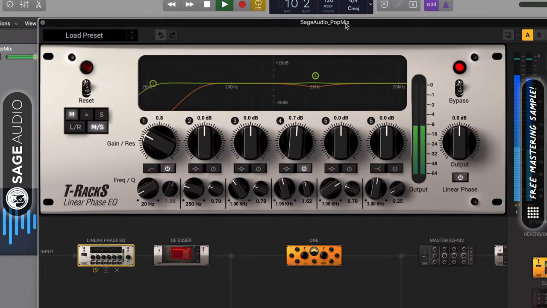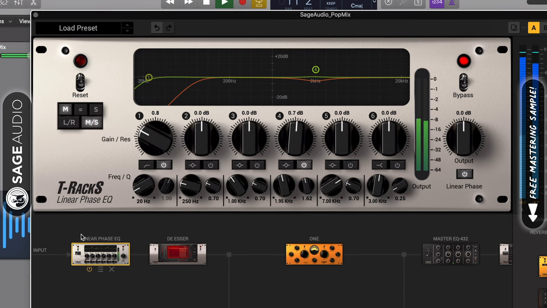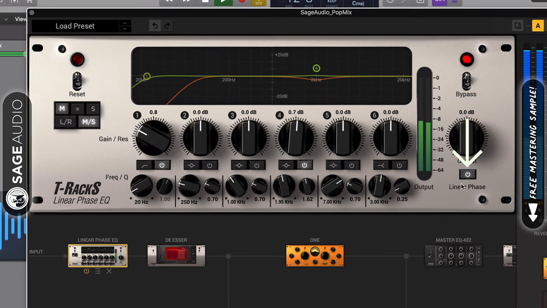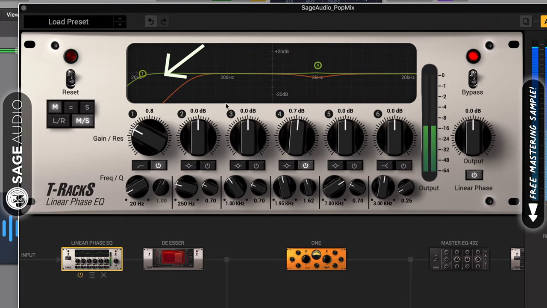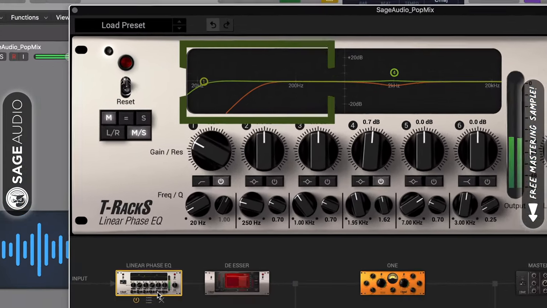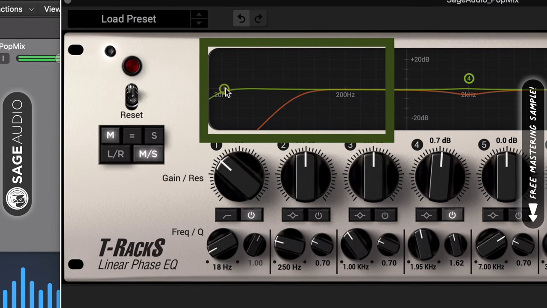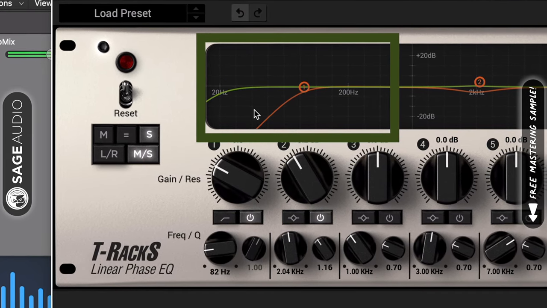The first insert I'm going to use is Linear Phase EQ. First, I'm going to set the EQ to Linear Phase Mode. This way I can affect the low frequencies without having to worry about altering the phase. I'll cut some of the infrasonic frequencies in the mid channel and cut up to about 80 Hz on the side channel.